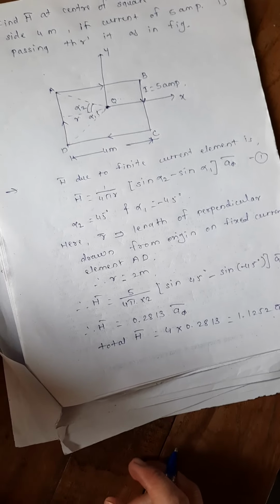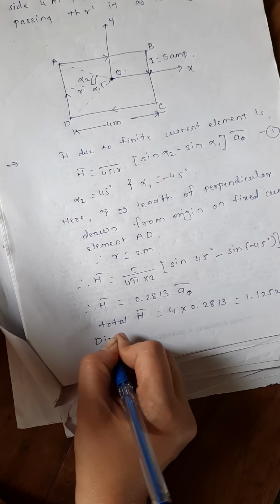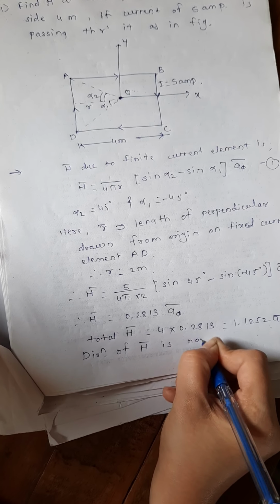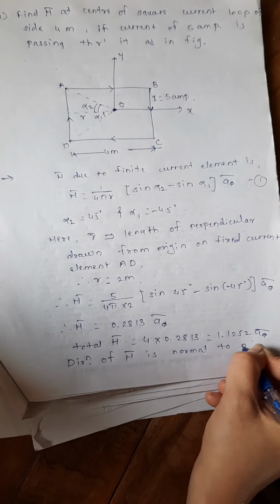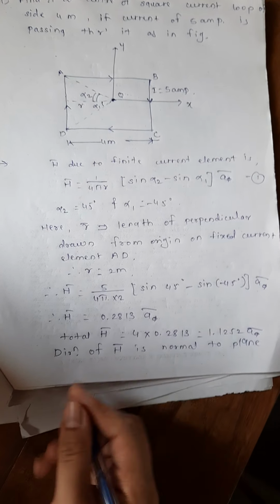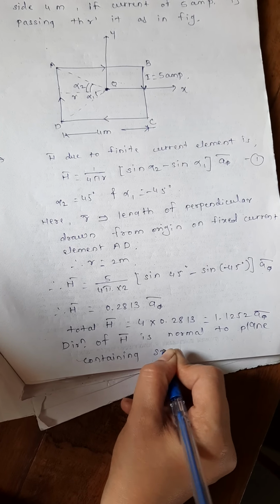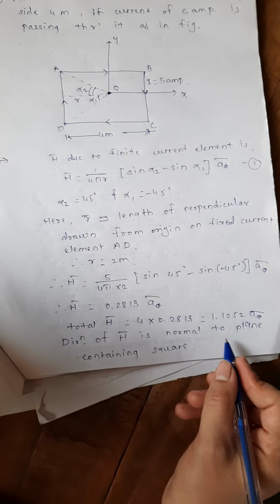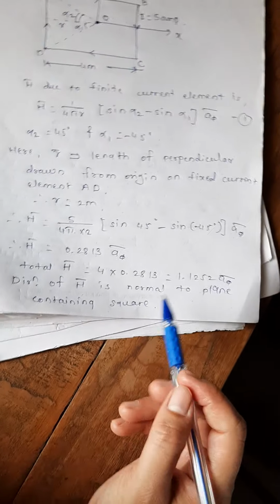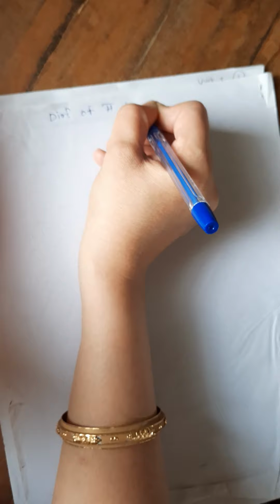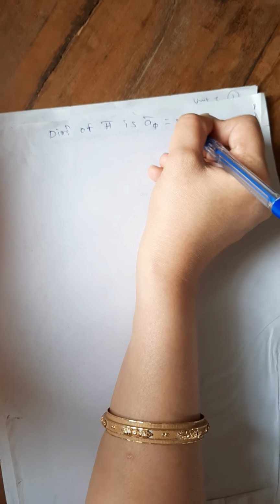So according to the right hand rule, the direction of H bar is normal to the plane containing the square. And the square is in the xy plane, so the direction of H bar, a phi bar, is equal to az bar.